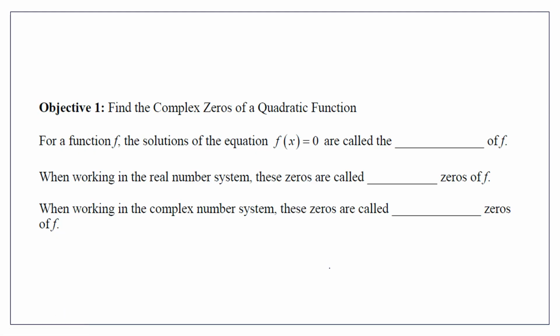For a function f, the solutions of the equation f of x equals 0 are called the zeros of f. When working in the real number system, these zeros are called real zeros of f. When working in the complex number system, these zeros are called complex zeros of f. Okay?